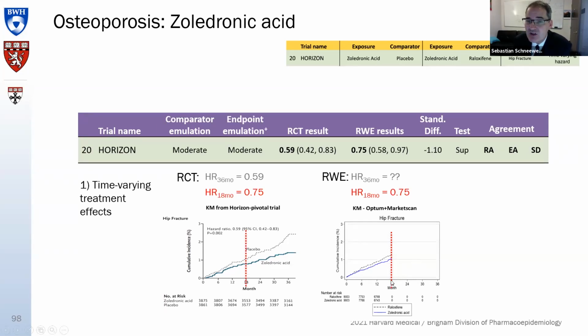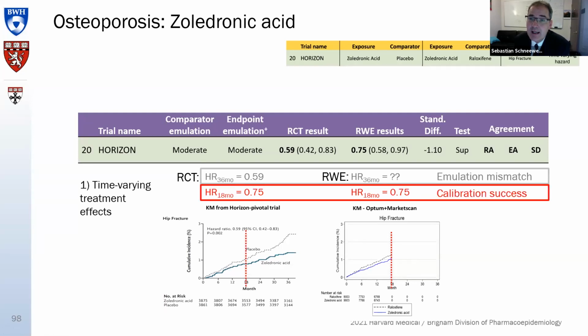And of course, in our real-world evidence emulation, we truncated follow-up at 18 months because we had very few patients actually coming back for a second injection after a year for zoledronic acid. So we had basically no adherence after 18 months, or after 12 months, really. But if you look just at the first 18 months, the point estimate is identical, but that's luck or fluke, whatever you want to call it. But clearly we come to the same conclusion in the first 18 months. So you see that there is an emulation mismatch. But if we focus the emulation, then we have the calibration success.